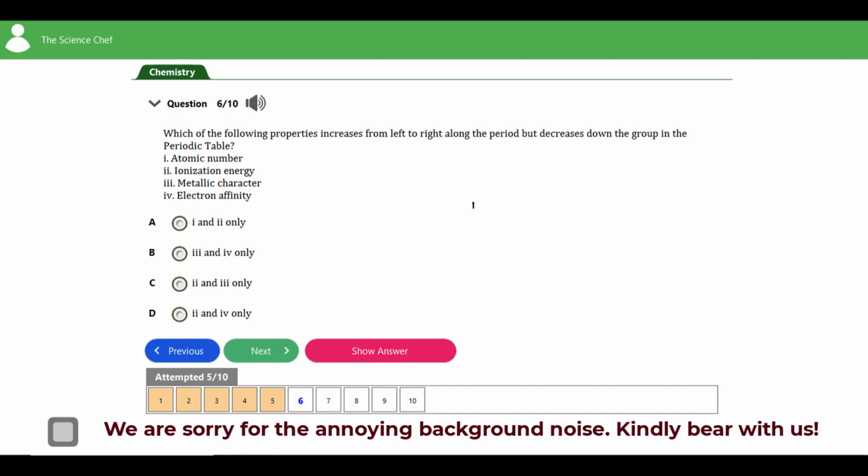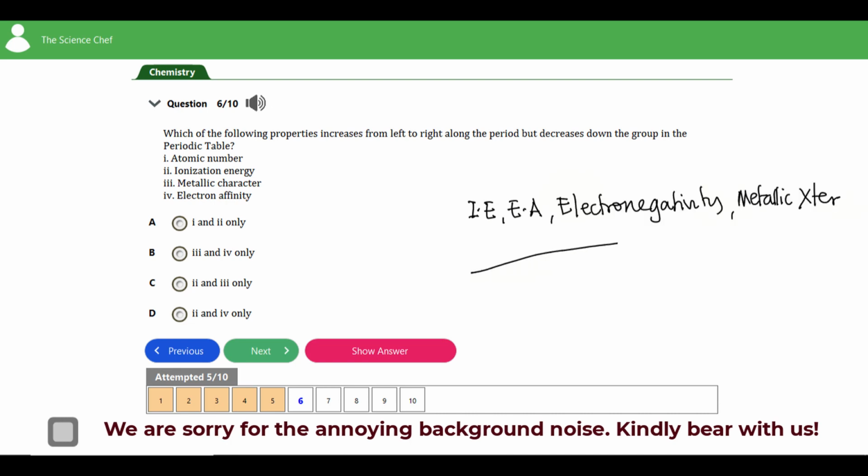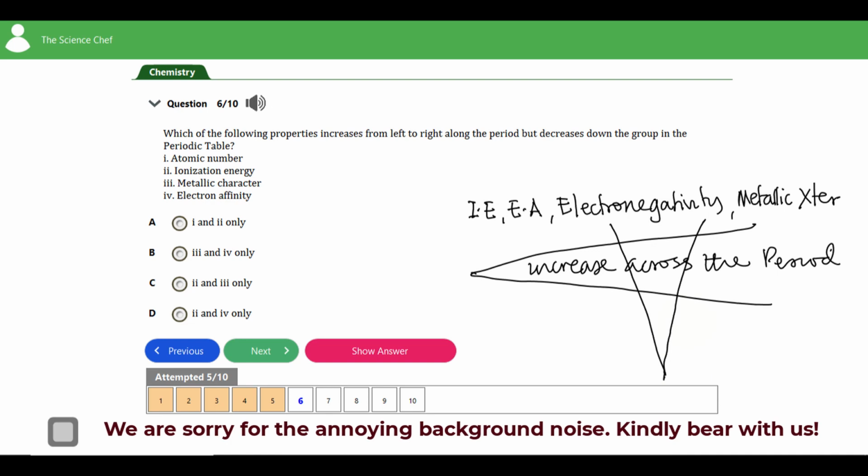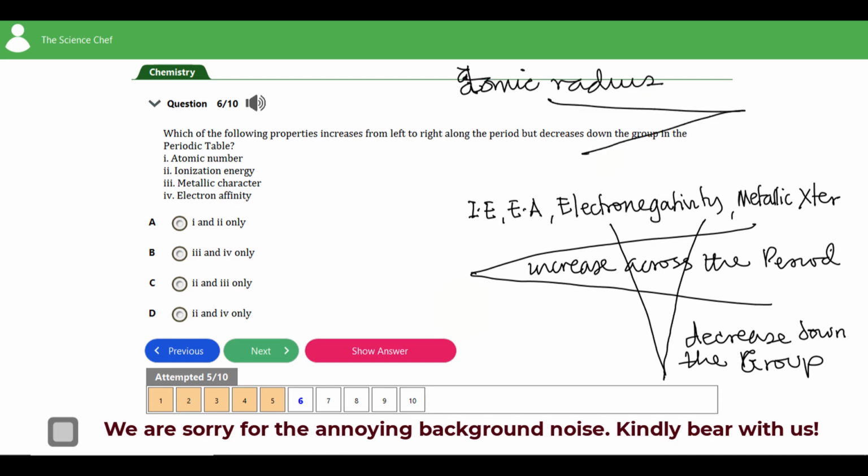So that property also increases across the period and decreases down the group. In other words, ionization energy, electron affinity, and electronegativity all increase across the period, but decrease down the group. That's the trend for these properties. Well, the atomic radius decreases across the period and increases down the group.